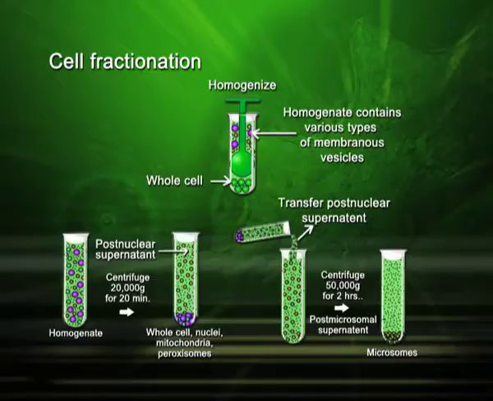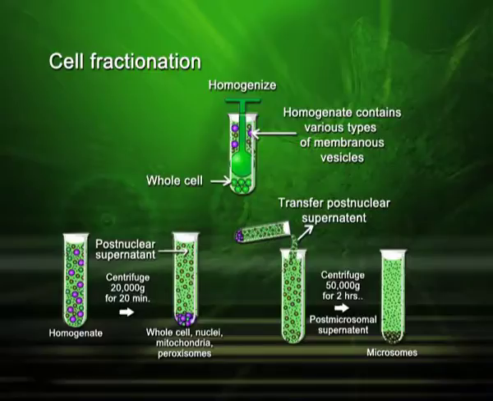Now, let us look into this diagram. The homogenate contains various types of membranous vesicles. Now, this homogenate is subjected to centrifugation at 20,000 G for 20 minutes. Now, what do you see in the pellet? You can see whole cells, nuclei, mitochondria and peroxisomes.